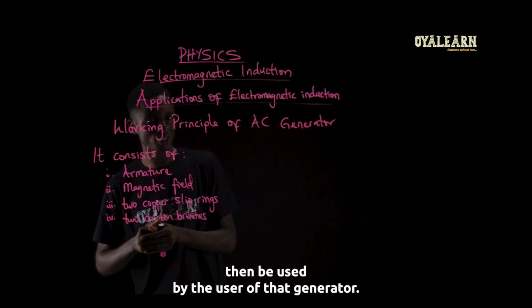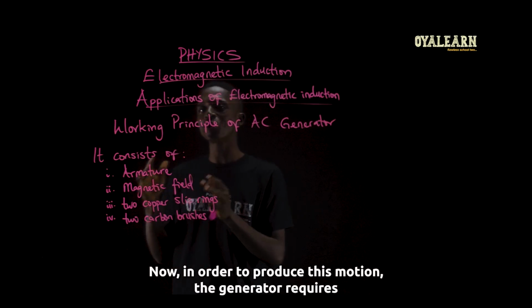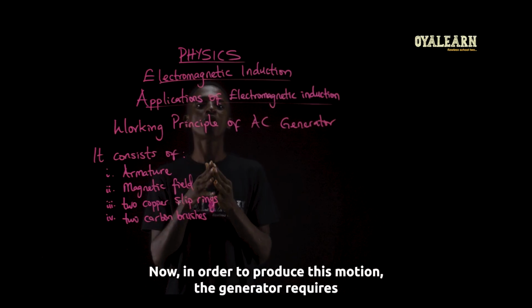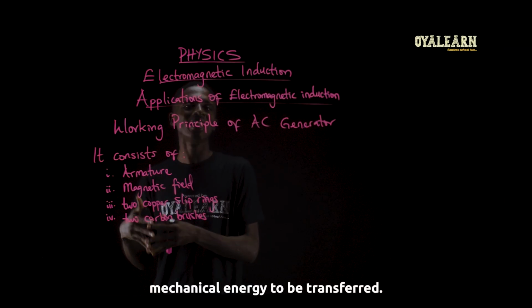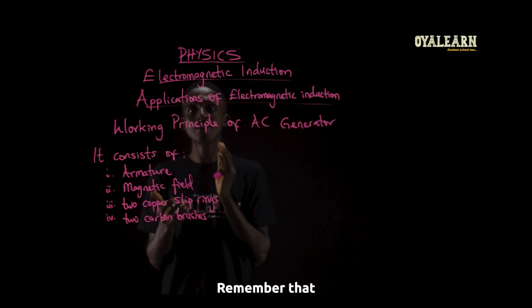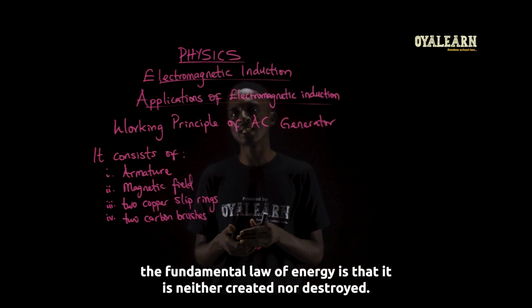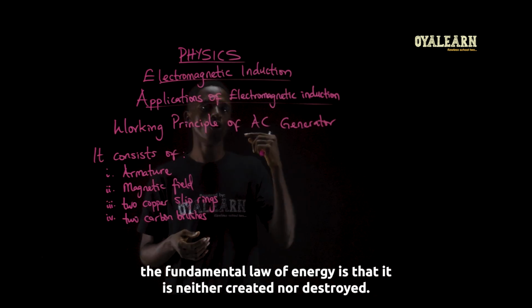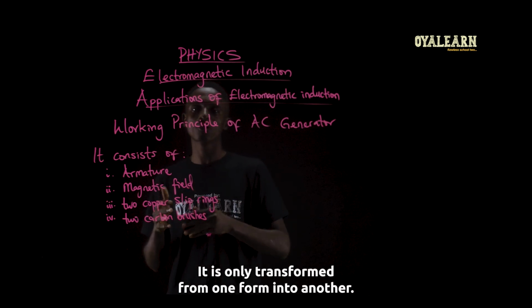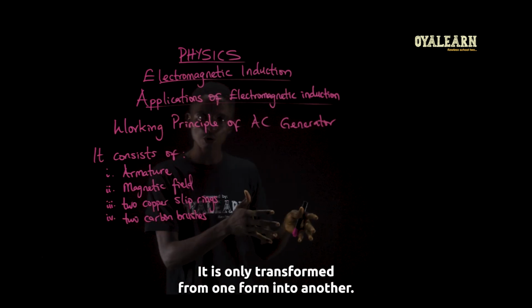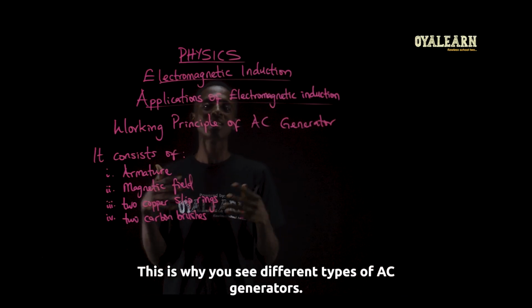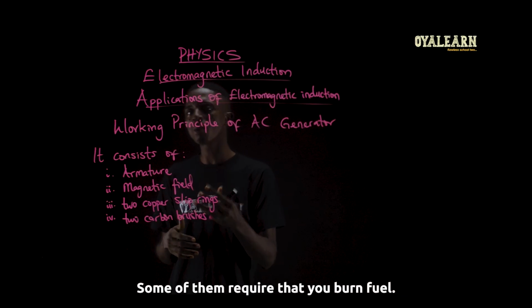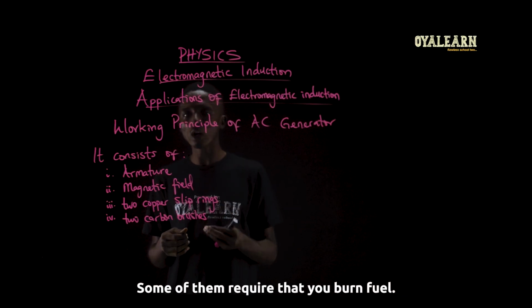Now, in order to produce this motion, the generator requires mechanical energy to be transferred. Remember that the fundamental law of energy is that it is neither created nor destroyed. It is only transformed from one form into another. This is why you see different types of AC generators. Some of them require that you burn fuel.